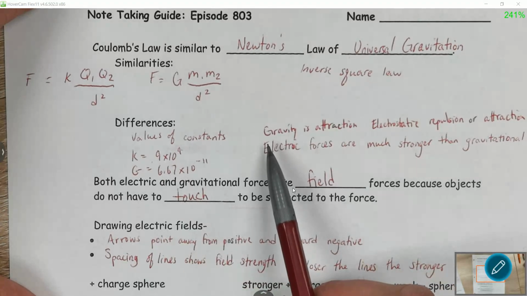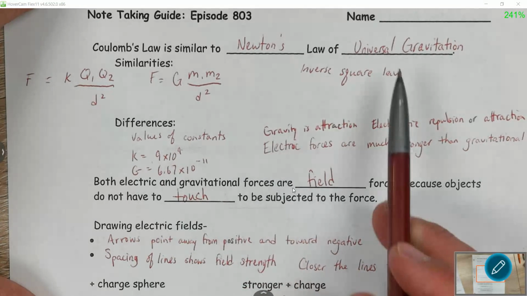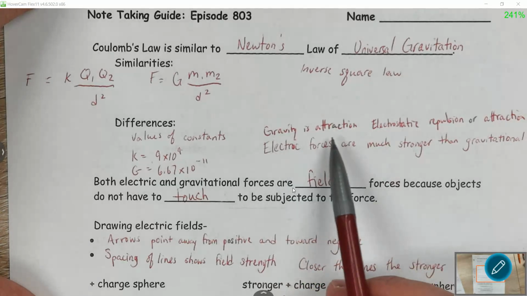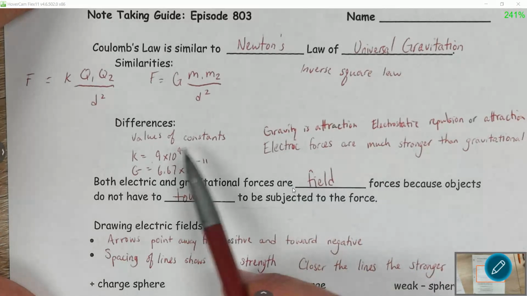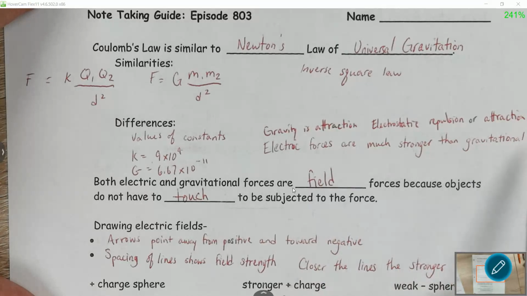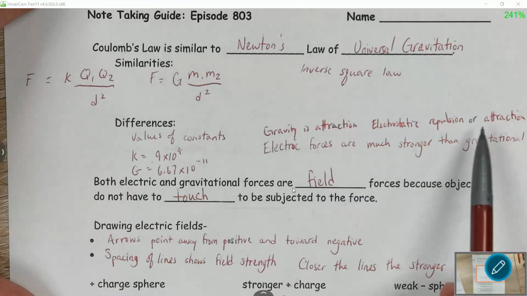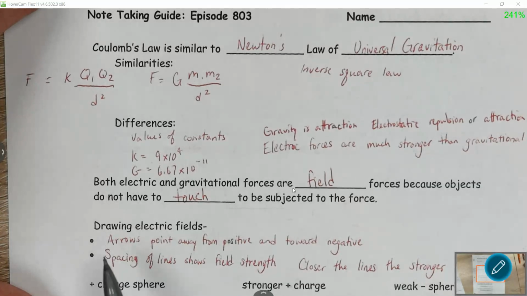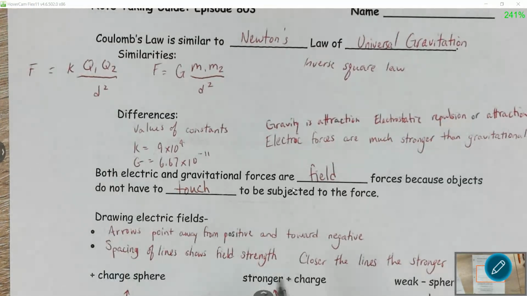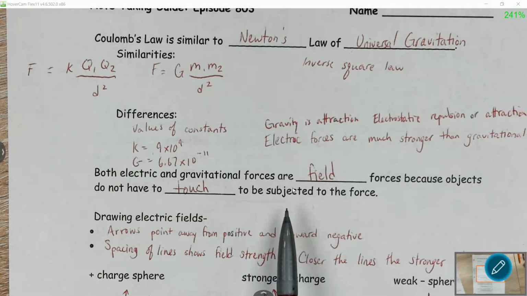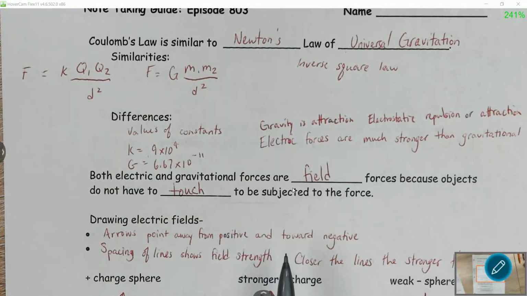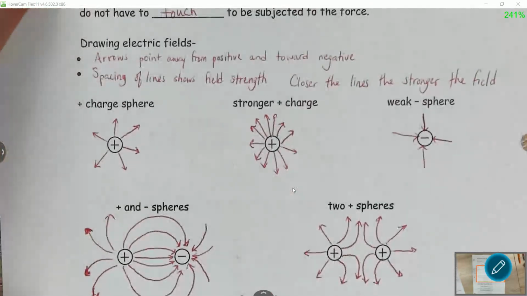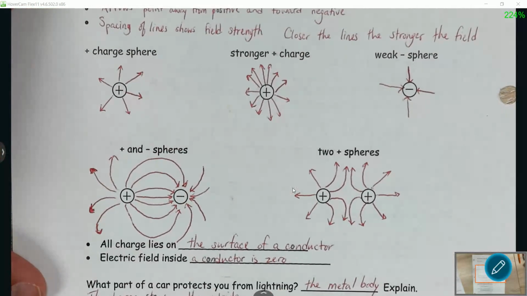Gravity, the universal law of gravitation, is an attractive force only, whereas the electrostatic force can be repulsive or attractive. Both electric and gravitational forces are field forces because objects do not have to touch to be subjected to the force.